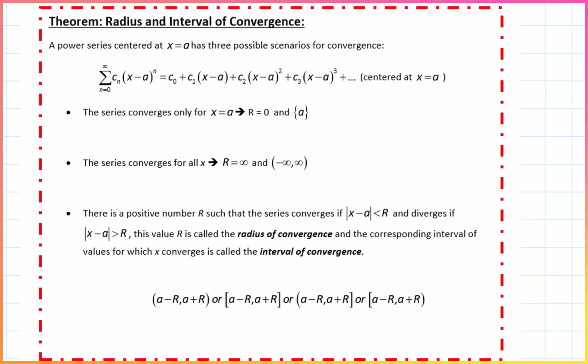Let's quickly review power series and radius and interval of convergence. So a power series is a series of this form where c sub n are the coefficients. C sub n times (x minus a) to the nth is c naught plus c1 times (x minus a) to the first plus c2 (x minus a) squared, and so on and so forth.